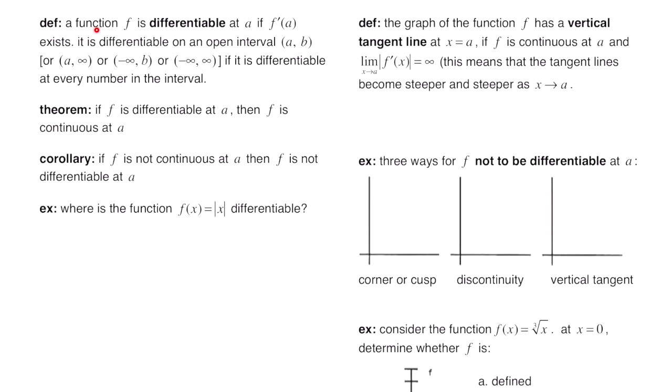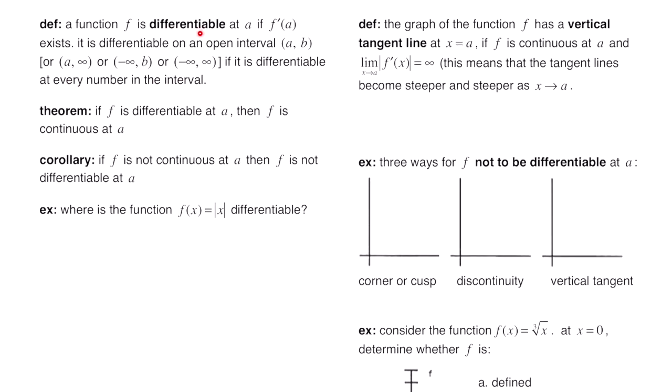This definition says a function f is differentiable at a if f prime of a exists. It is differentiable on an open interval from a to b, or similarly from a to infinity, negative infinity to b, or from negative infinity to positive infinity, if it is differentiable at every number in the interval. So again, we're just trying to introduce the word differentiable. And again, the word differentiable just means that you can take a derivative of the function at that value.